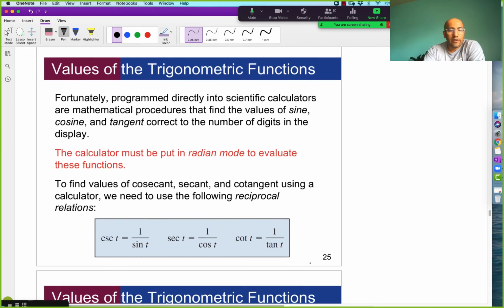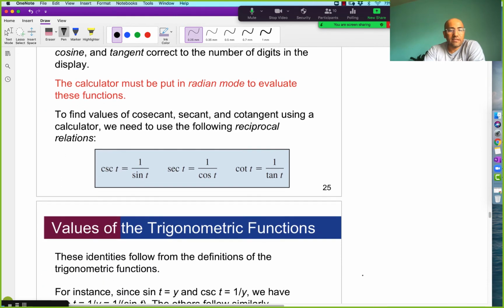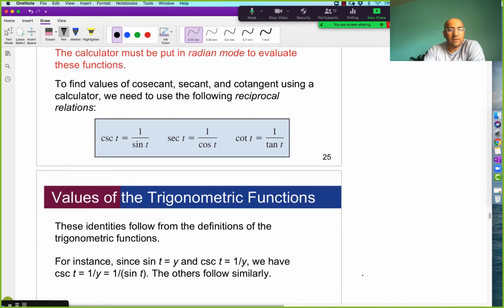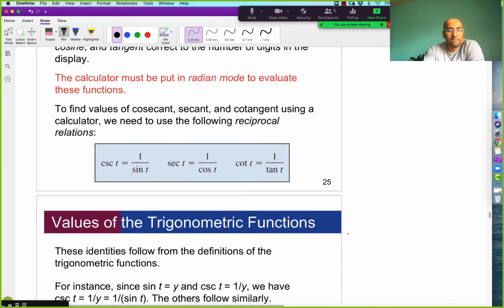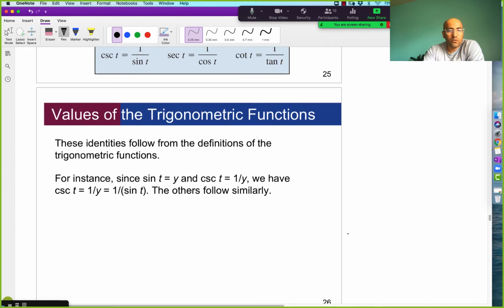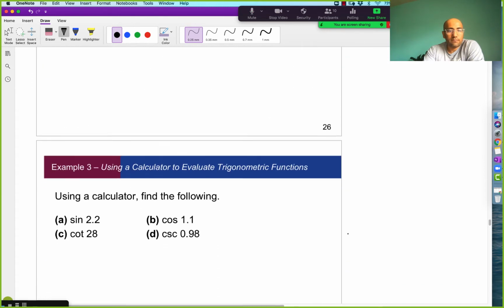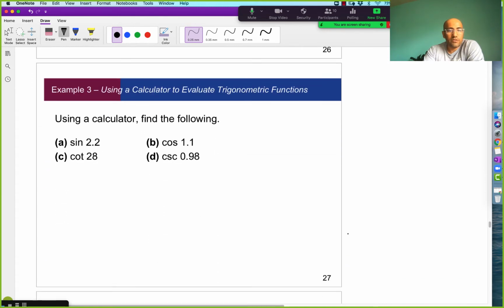No? Okay, so we can work with some basic values of t, but if t was anything else, anything that doesn't fit into one of our standard known values, then we just have to use our calculator and make sure that it's in radian mode. Just reminding you of that.